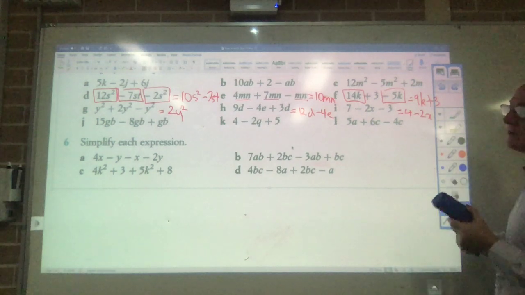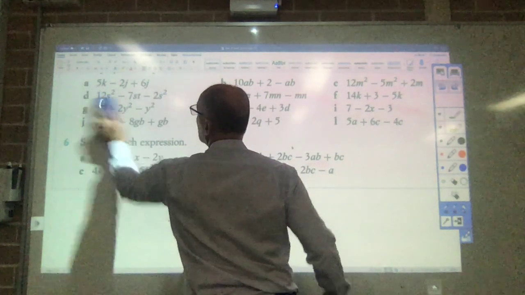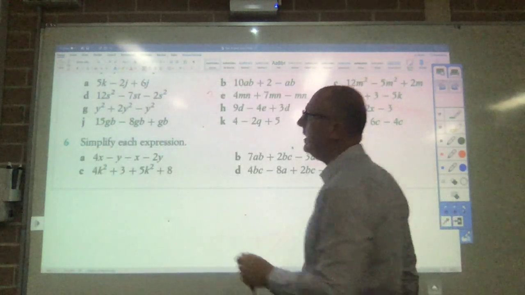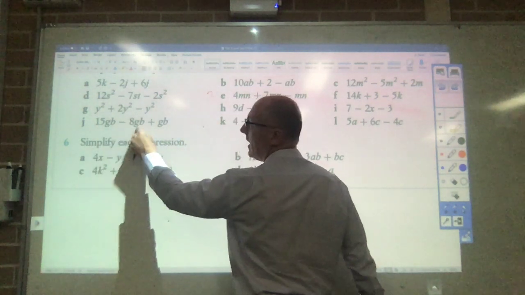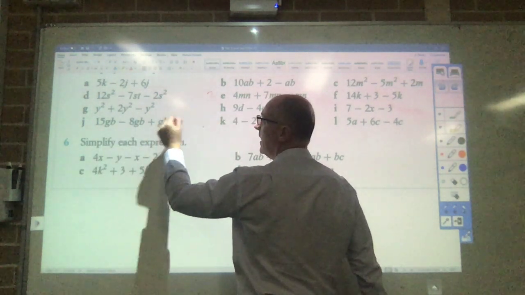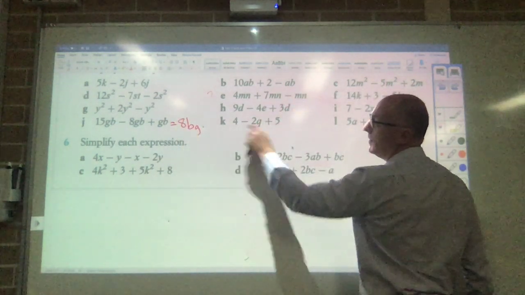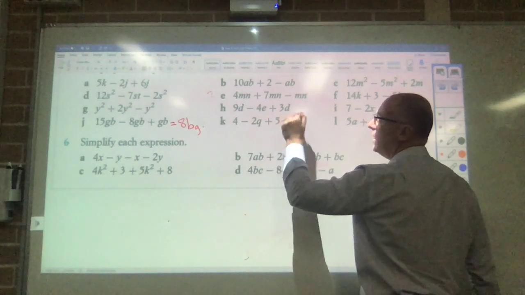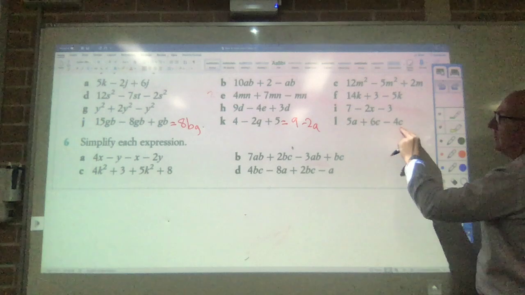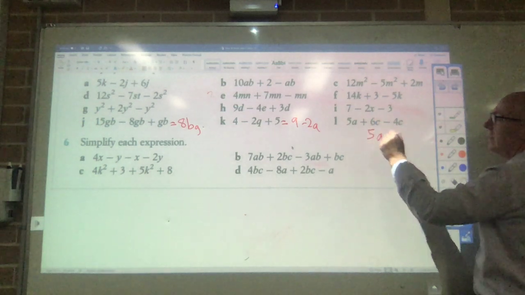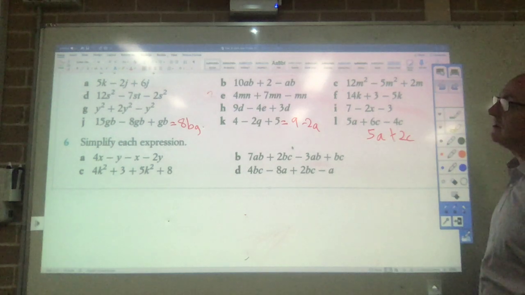I might just rub some of this out so it doesn't get in the way. I'm just going to rub all of this out. Okay, we are up to J. So GB, GB, GB, they're all the same. So 15 take away 8 is 7, plus 1 is 8. 8GB or BG, it doesn't matter. Let's see, the 4 and the 5 are like terms, so that's 9 minus 2q. The C's go together, so it's 5A plus 2C, and there we'll finish question 5.